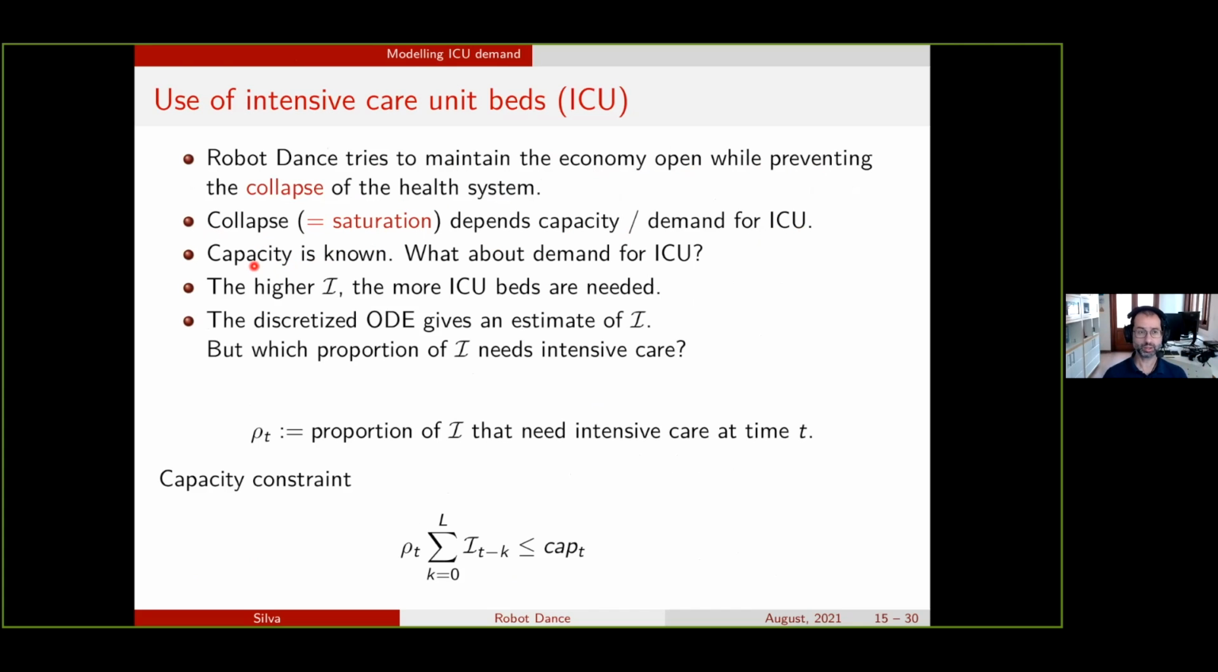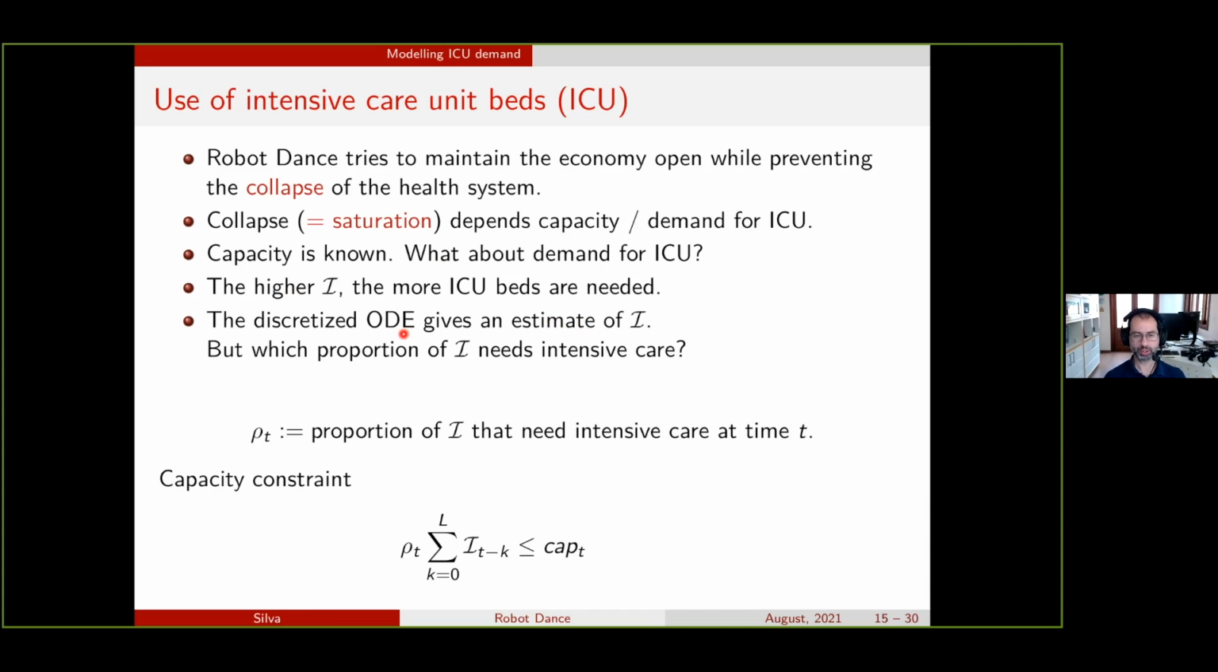The capacity is usually known, and we can actually act upon it on time. So we can, for example, say we need more capacities. So the government can tell us that in 1 month, we will have 20% more ICU units or something like that. But we want to estimate the demand of the ICU units. And what we know is that the higher the number of infected people, the more ICU units you're going to need.